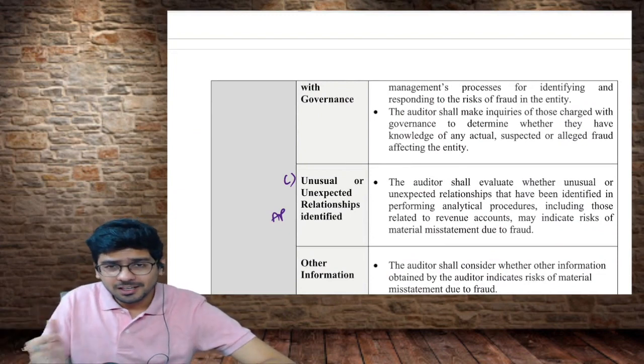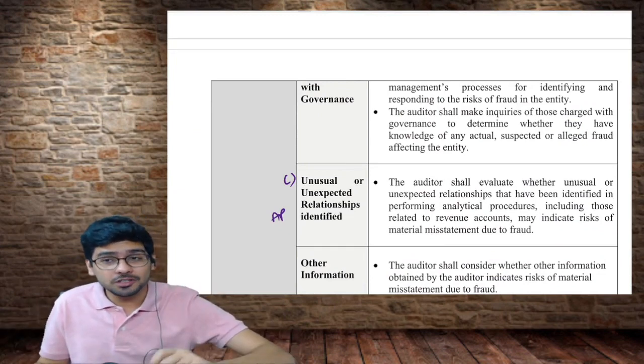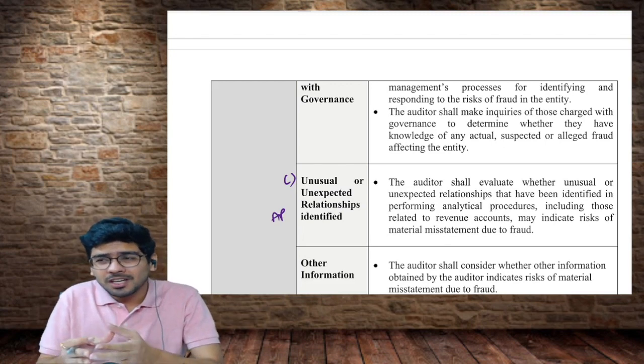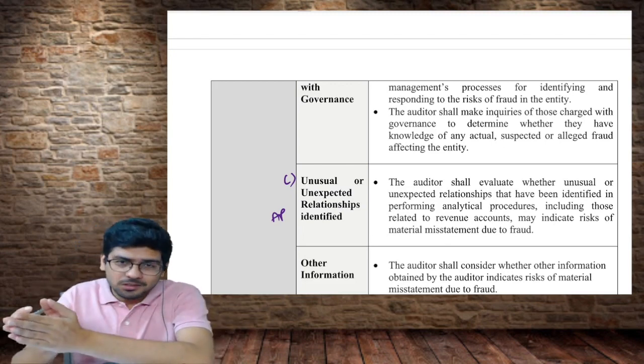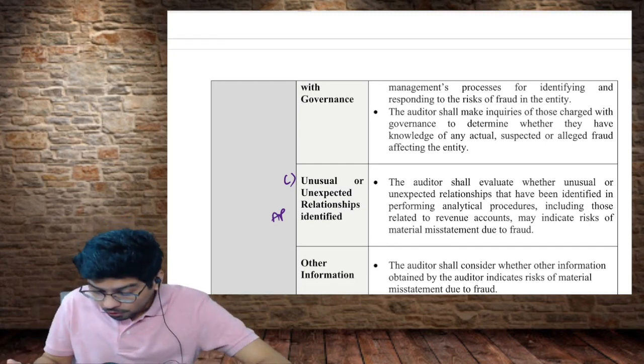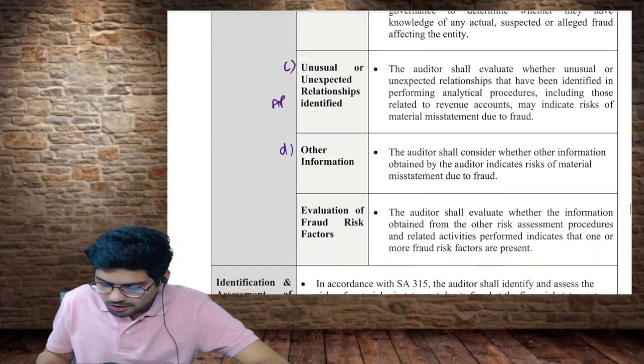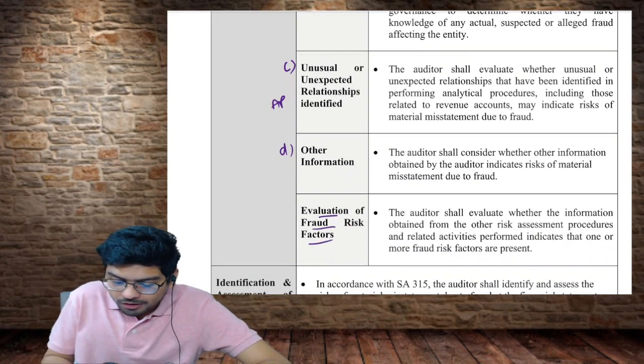Before the audit starts, he does an analytical procedure to detect fluctuations. Now if there are a lot of fluctuations, if there is fluctuation in one particular element, he is going to be more focused in that particular area while doing the audit. Okay, then some points with respect to other information, and then evaluation of fraud risk factors.